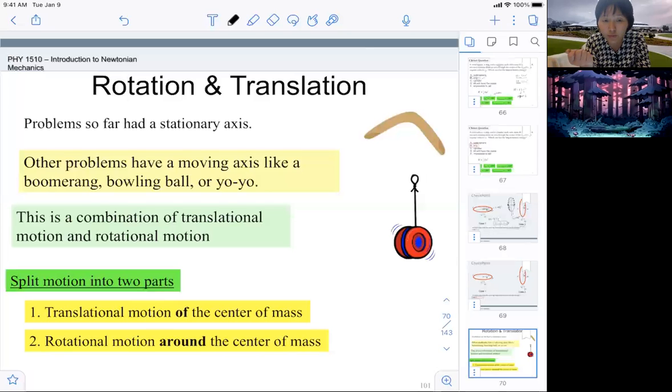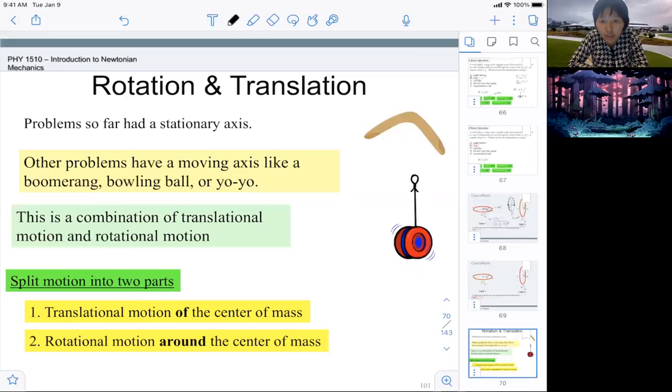We will have a problem that we try to solve that way. You can take a hoop and let it roll down a ramp. So it's rolling, right? It's spinning, and it's also going further. It's also translational. There's translational motion. So how do we look at those problems? The way we treat them is we separate the translational motion and the rotational motion. We look at them separately.